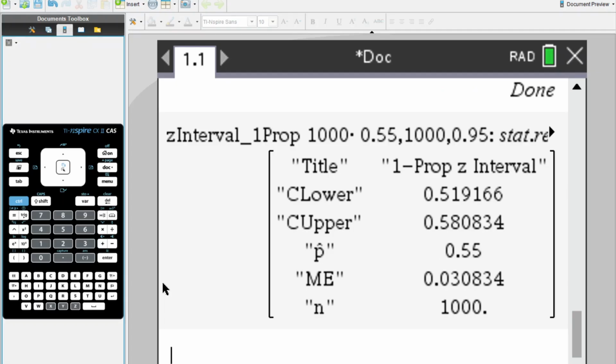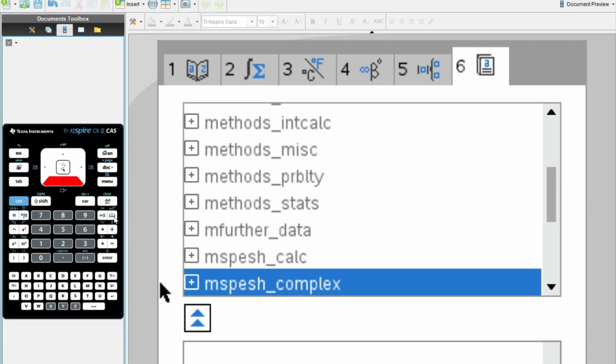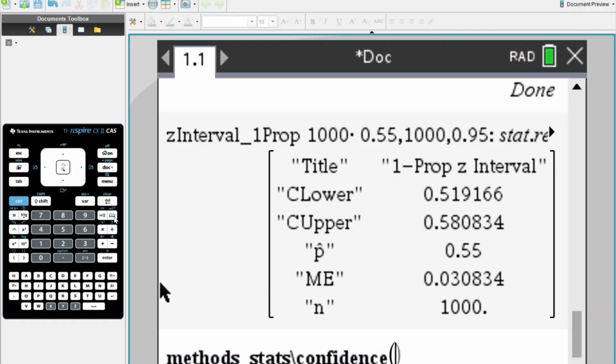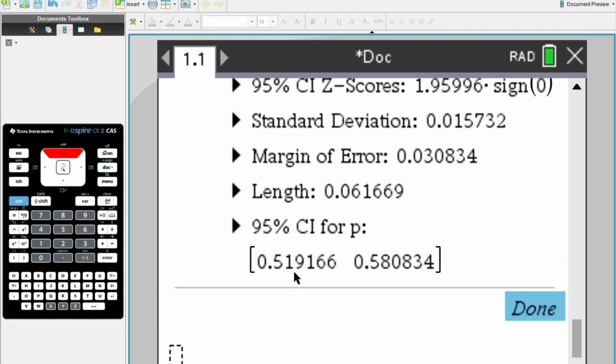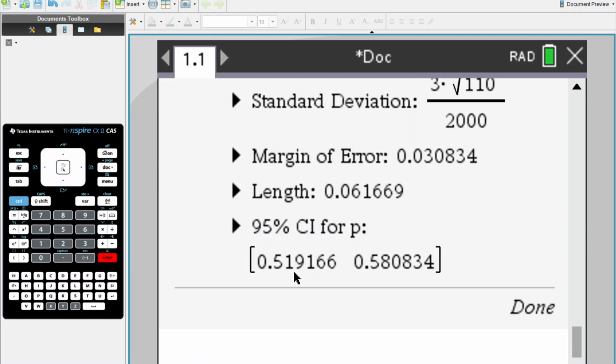There's also a better way to do this, using the programs, where you don't have to do that conversion. I'll show you guys quickly. You can go to method stats, confidence, and you just type in the sample size, which is 1,000, the sample proportion, which is 0.55, then the confidence level, which is 95. And you get the exact same interval. The nice thing about using this program is you could either put in the number of successes, which in this case would be 550, and it interprets it appropriately.